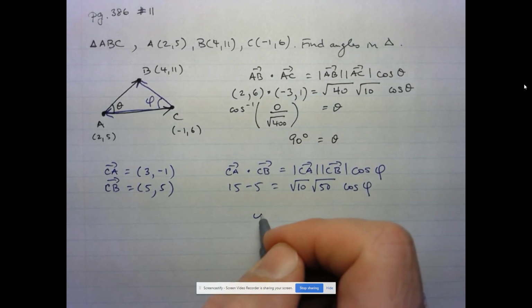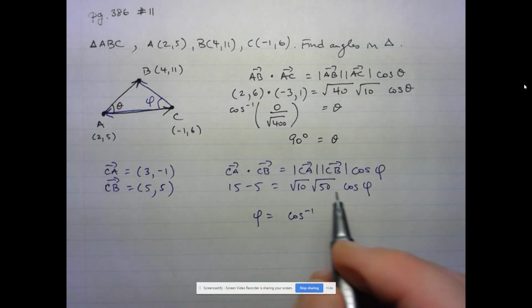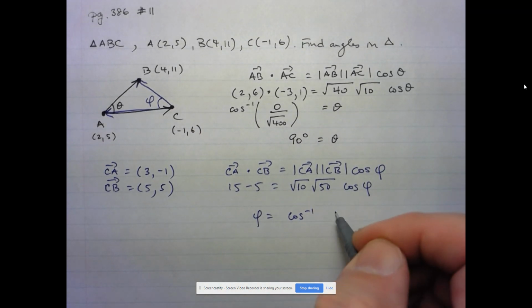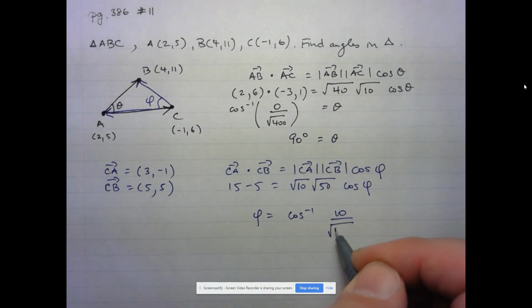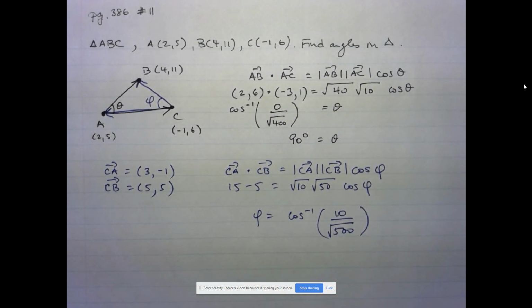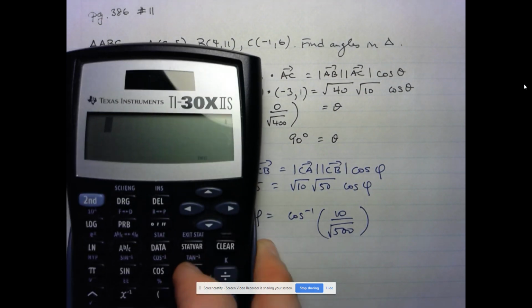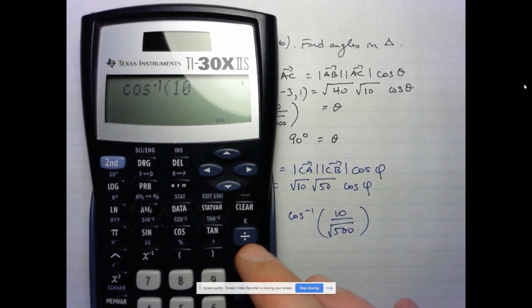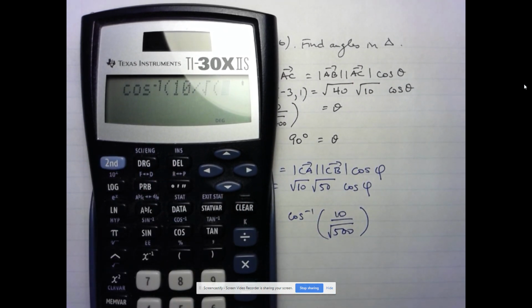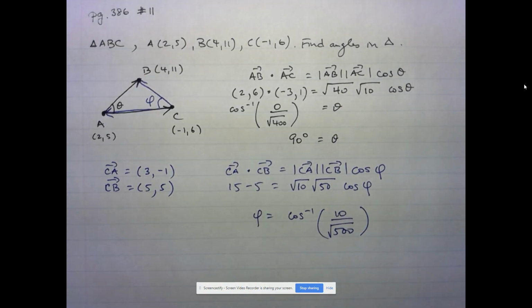Now we can solve for phi. Phi is just going to be equal to cos inverse of 15 minus 5, which is 10, all over root 10 times root 50, which is just root 500. Let's calculate that: inverse cosine of 10 divided by square root of 500. That gives us 63.4 degrees.